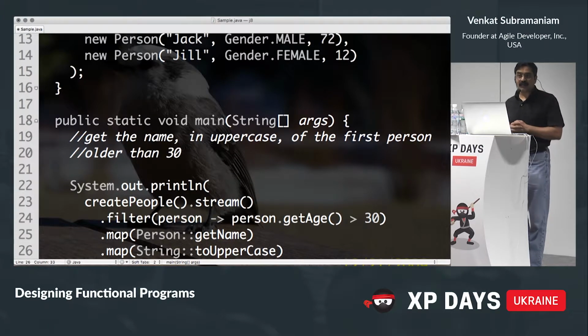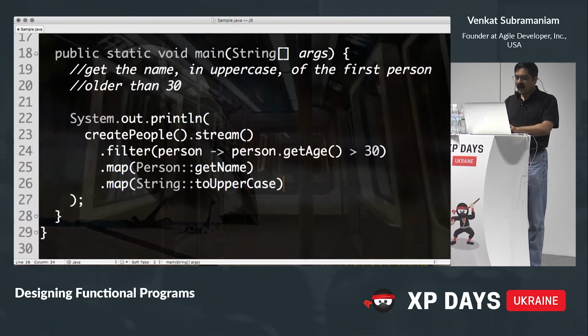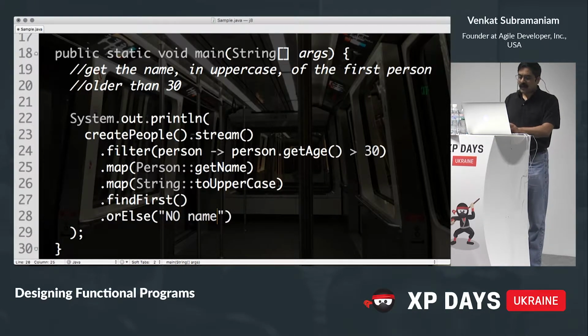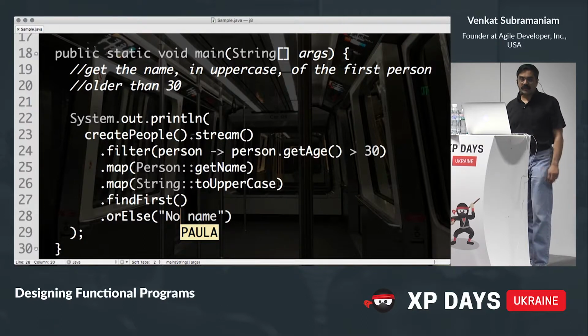And cohesion has software design value. If code is cohesive, I can remove lines easily. I can insert a new line easily. Try doing that in the other code, right? It becomes messy. But then what am I going to do now? I say dot findFirst, and orElse I'm going to say no name. So if I don't find anybody, I'm going to return a no name in this case. That also gave us Paula.